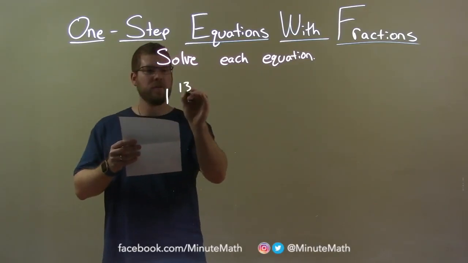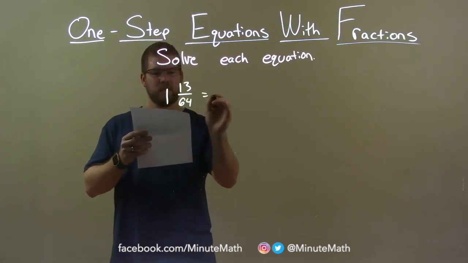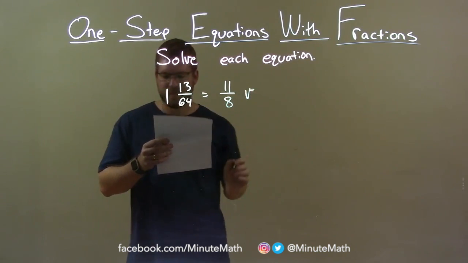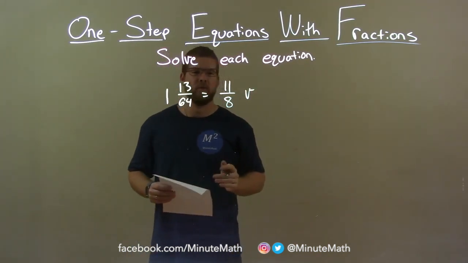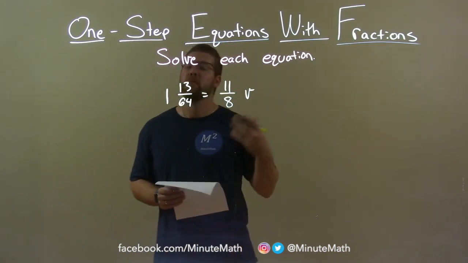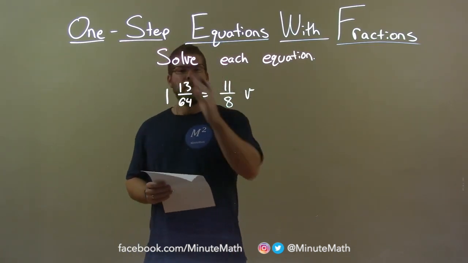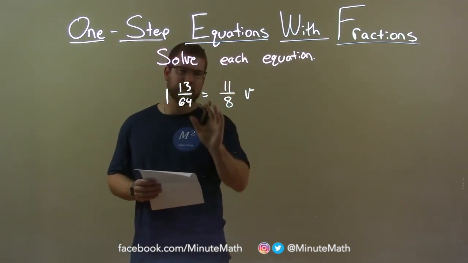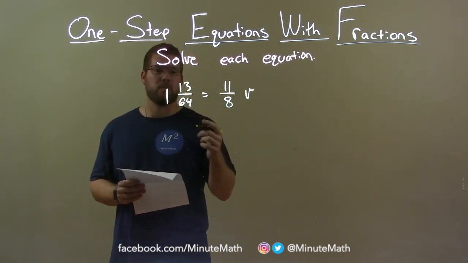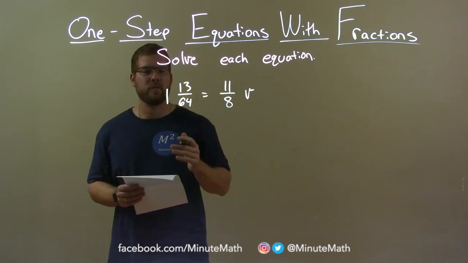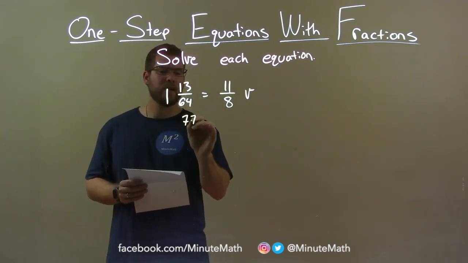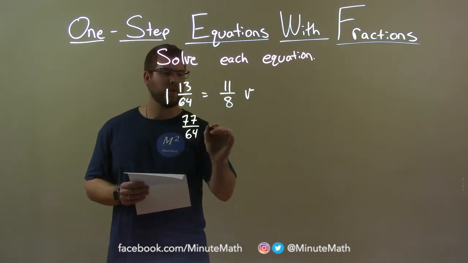1 and 13 over 64 is equal to 11 over 8 times v. I want to get v by itself, and I know I have to multiply both sides by the reciprocal of 11 over 8, which is 8 over 11. But to do that, one tip I like, or this can help you, is to write this proper fraction as an improper fraction. 64 times 1 is 64, plus 13 is 77. So this can be rewritten as 77 over 64.